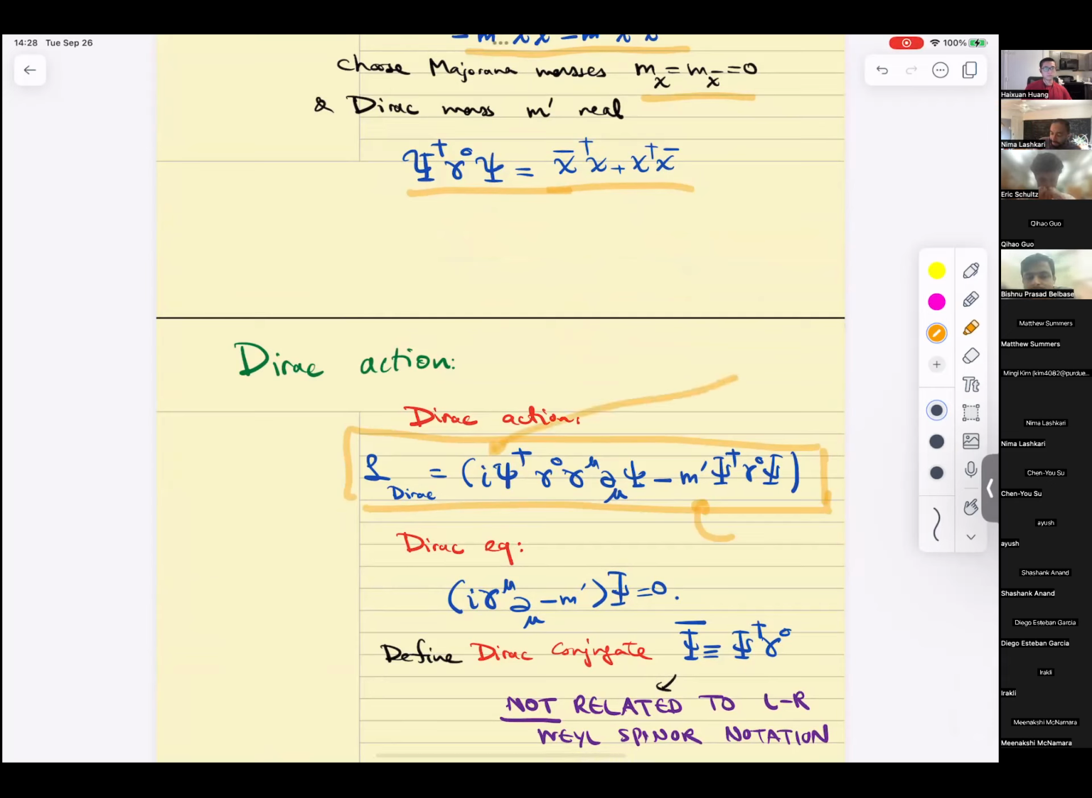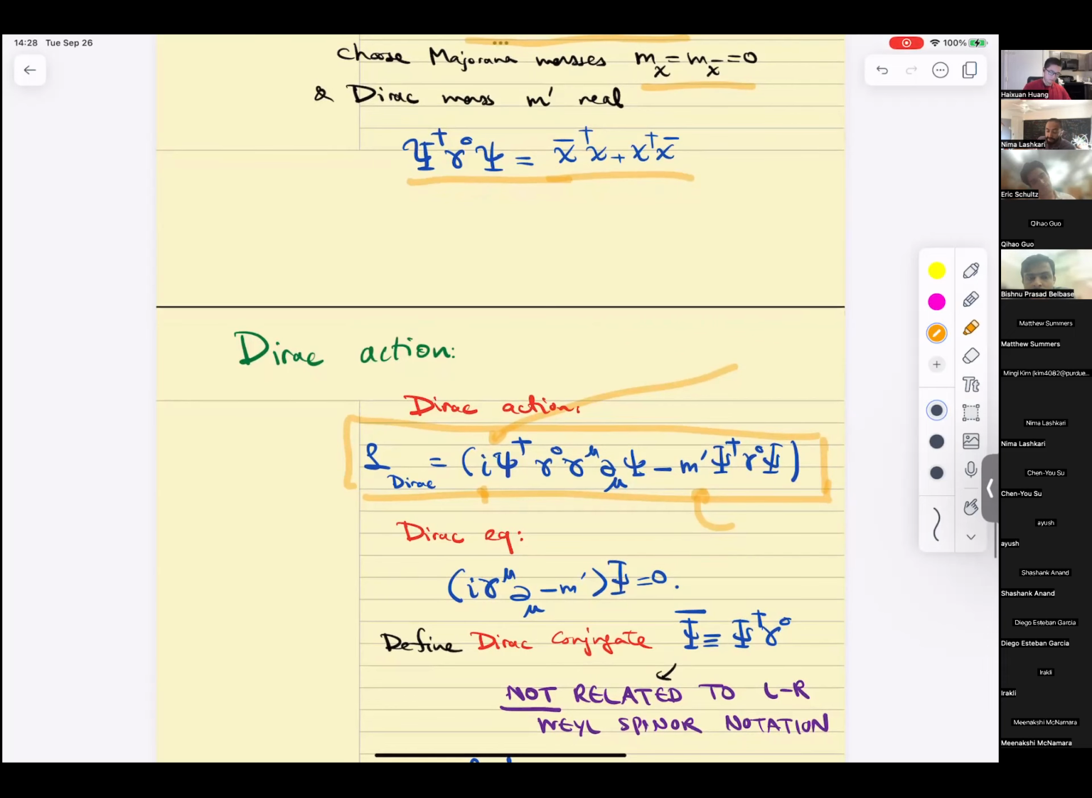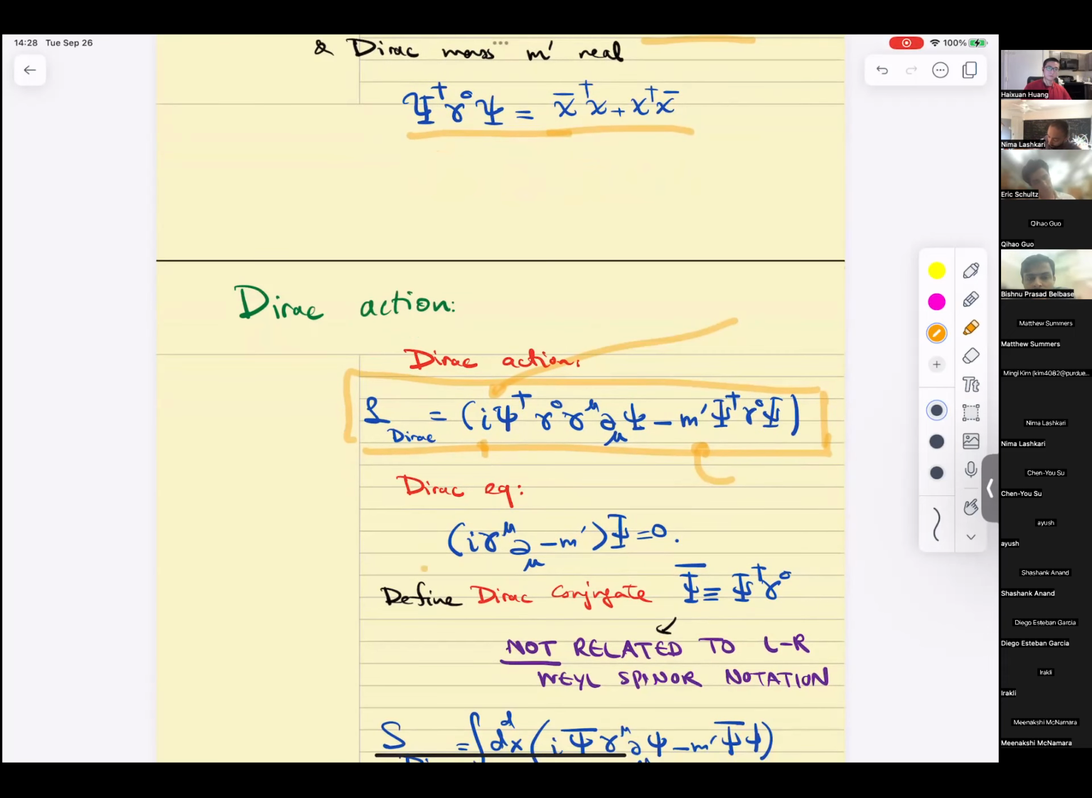Keep in mind that this action is real, with an i here and no i here. There was a question earlier about why there's an i here; these i's you could move around sometimes, but this is a very standard notation. So if you vary this Dirac spinor, you get the very, very famous Dirac equation. This is the equation of motion for a 4-component spinor in flat space in 3+1 dimensions.